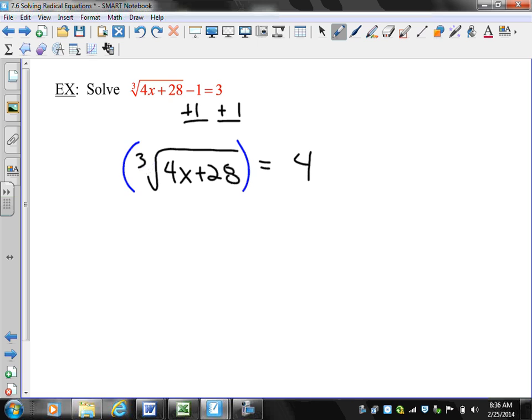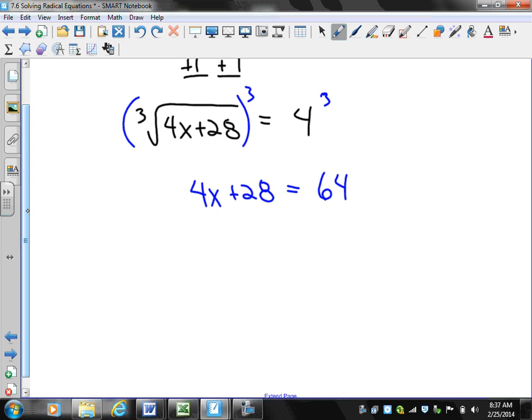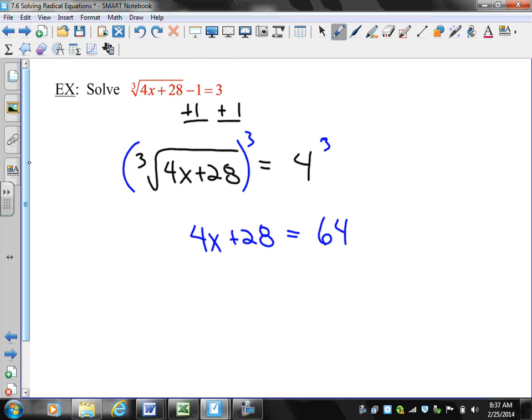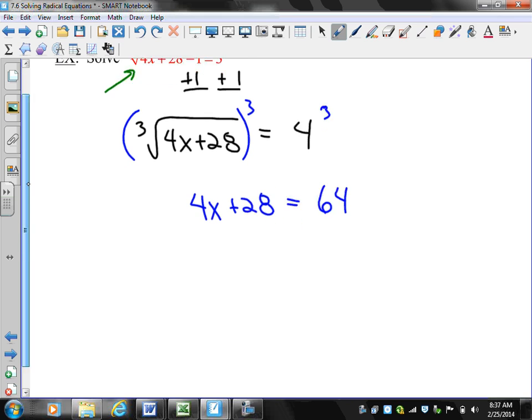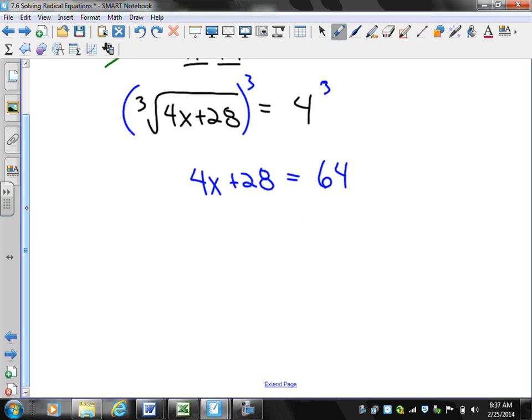So when I cube both sides, on the left side, I get back what I started with. I get back that 4x plus 28. And on the right side, I get, well, 4 cubed is 64. So again, it starts off looking maybe not so nice up there, but really with just 1 or 2 moves here, I get this down to a pretty simple linear equation, which I can go ahead and solve and put a finish on this problem.